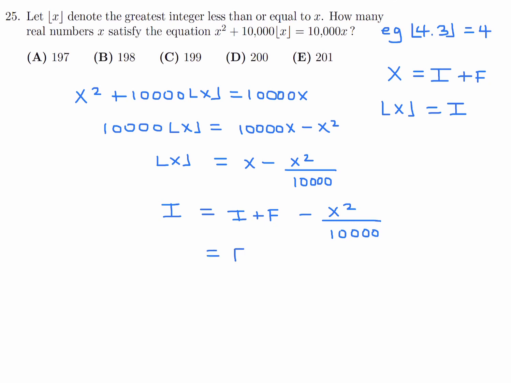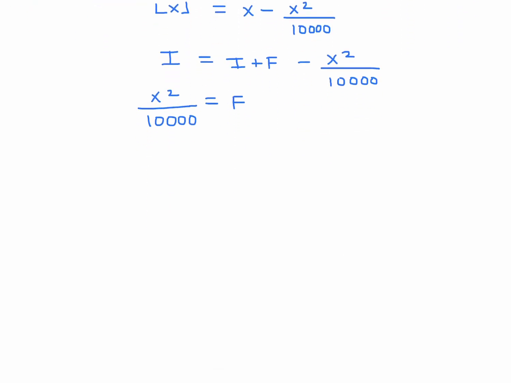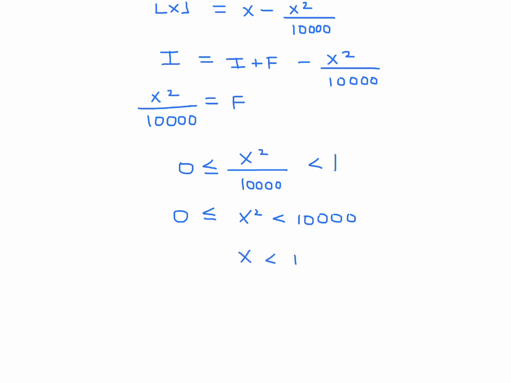Now the i's cancel on both sides, and therefore if I bring the x squared over, I get the fractional part is equal to x squared over 10,000. Now the fractional part, obviously it's between 0 and 1. So that means that this x squared over 10,000 is obviously less than 1, but greater than or equal to 0. Multiply through by 10,000, and we get x squared is less than 10,000 and greater than or equal to 0. And therefore x is going to be between 100 and negative 100.